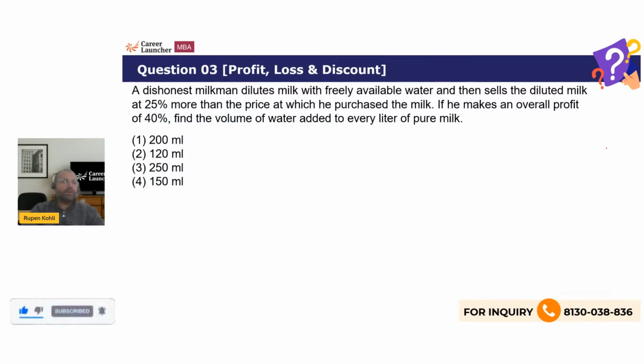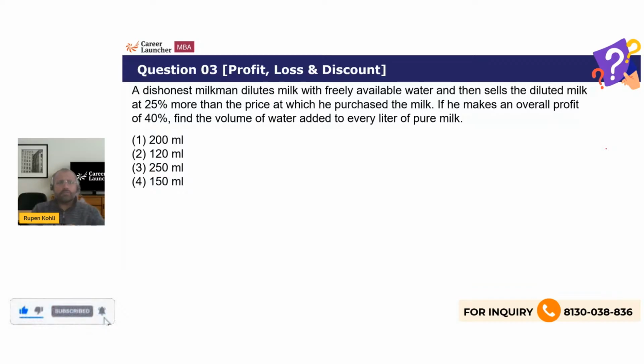Okay, so a dishonest milkman dilutes milk with freely available water and then sells the diluted milk at 25% more than the price at which he purchased the milk. So he is doing cheating on both the sides. I mean, on one side he's cheating, and moreover he's then doing the markup as well. So he's getting the gain on both the accounts, right? If he makes an overall profit of 40%, find the volume of water added to every liter of pure milk.